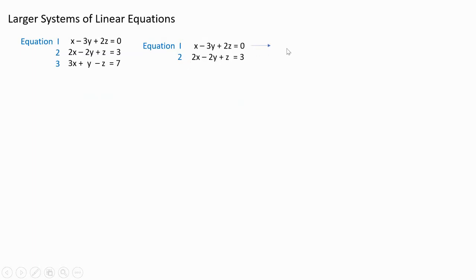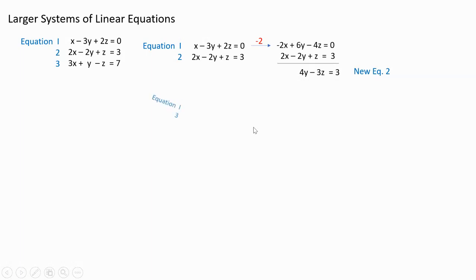So equation 1, I need to multiply by negative 2. So then I'm going to multiply negative 2 times every term. So I get negative 2x plus 6y minus 4z equals 0. And equation 2, we just slide it over. So in this procedure, the x's get eliminated. So we're going to get 4y minus 3z equals 3. That's like my new equation 2.